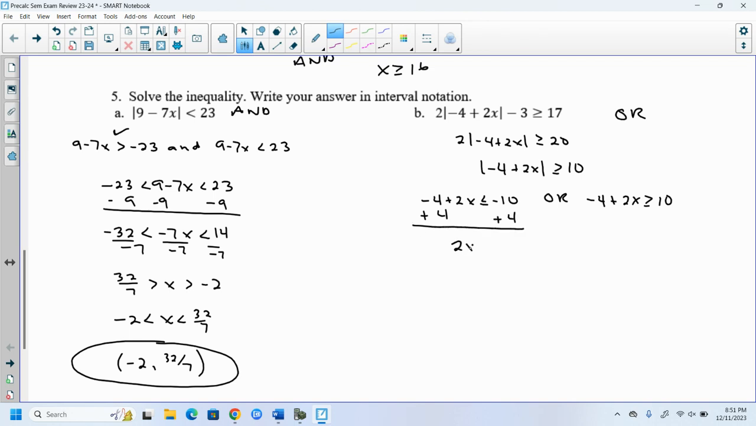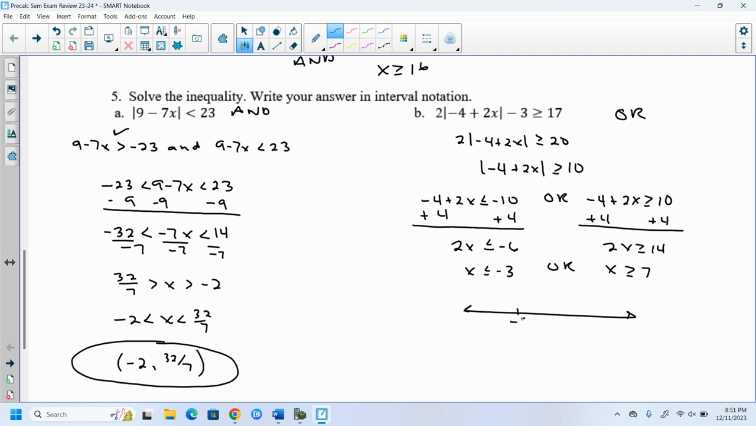I get 2x is less than or equal to negative 6, which means x is less than or equal to negative 3. Add 4, and I get 2x is greater than or equal to 14. Divide by 2. I get x is greater than or equal to 7. If you want to graph these individually, x is less than or equal to negative 3, greater than or equal to 7.